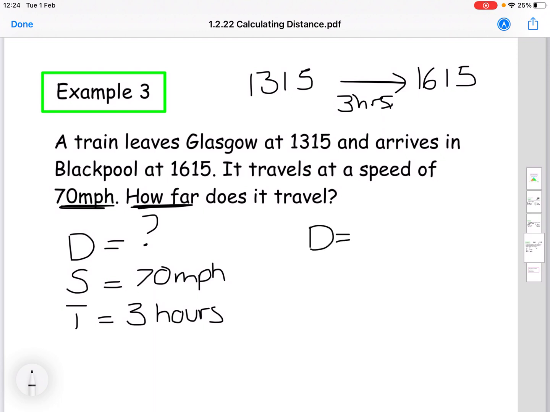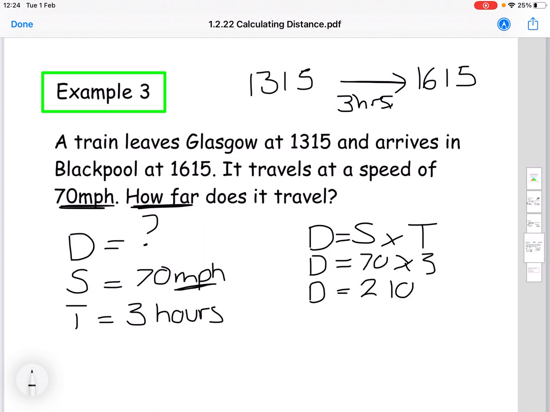So distance equals speed times time. For this question, it will be 70 times 3. So that's 210. And then your units here were miles per hour, so it's miles for your units.